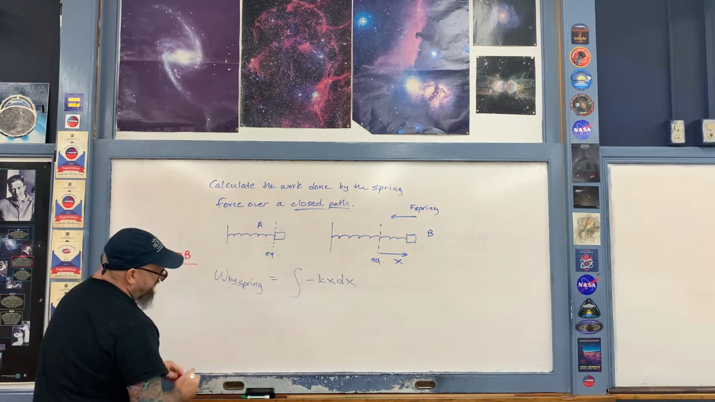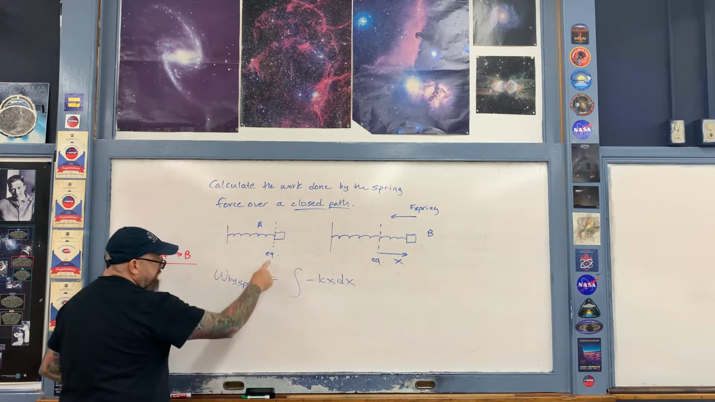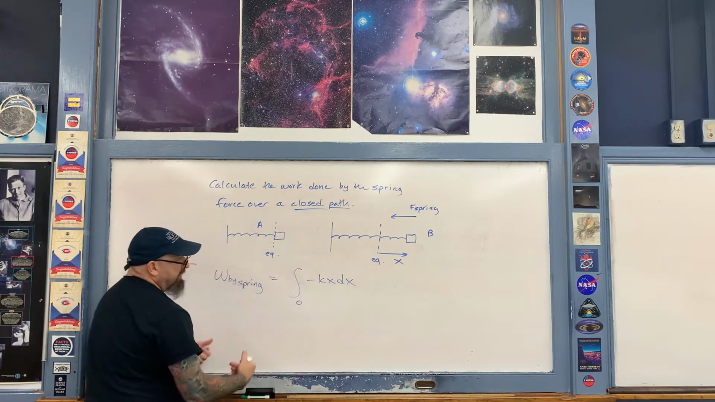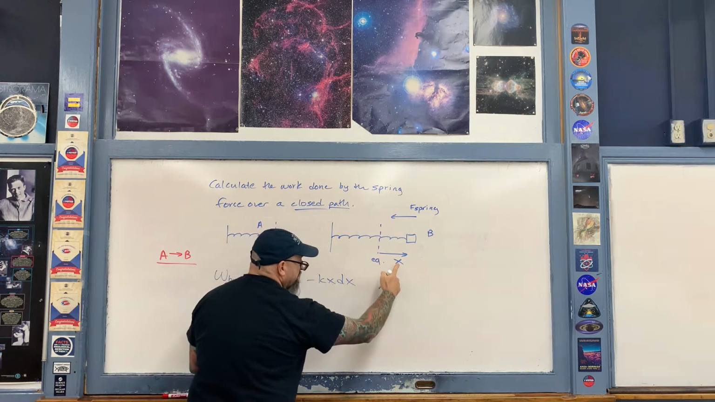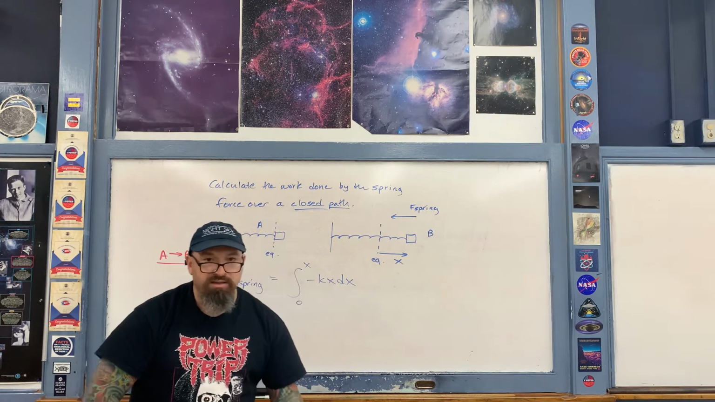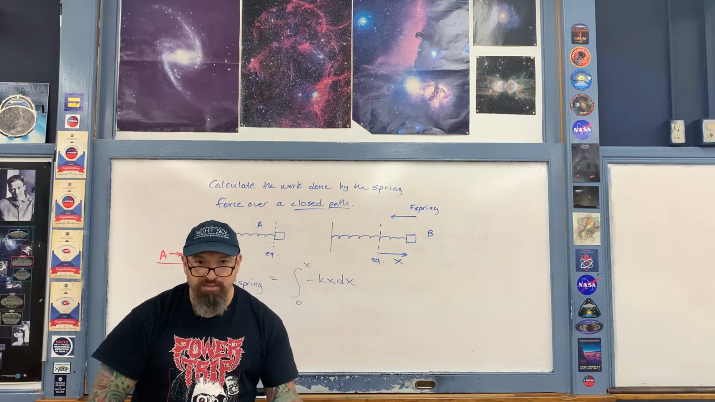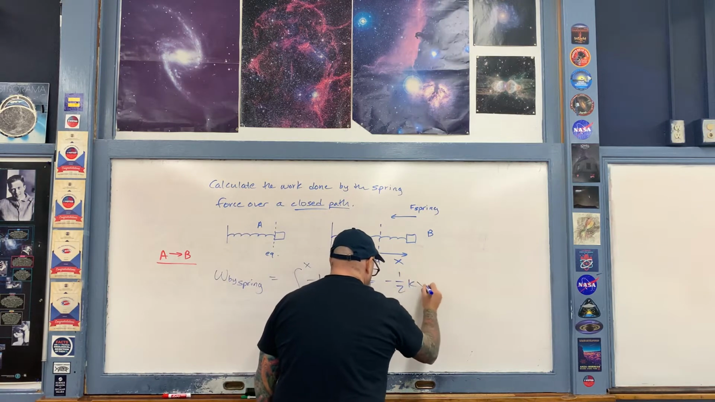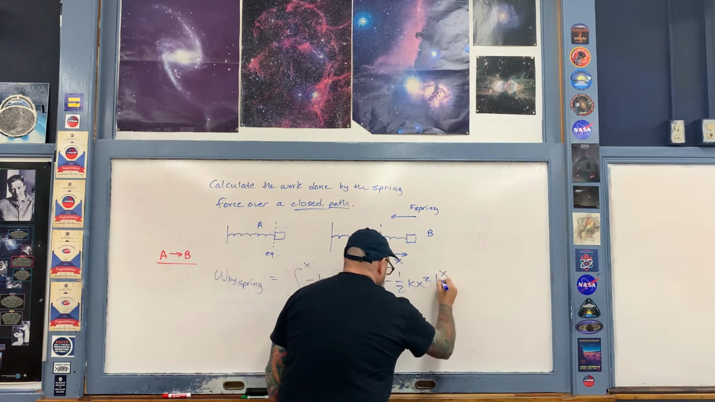Okay, so as we go from A to B then, the lower limit of integration is going to be the value of x at the equilibrium position, which is 0. And the upper limit of integration is going to be the value of x here at position B. And then when you integrate minus kx dx, you always end up with the exact same antiderivative. That is, negative 1/2 kx squared. And then we have to plug in our limits of integration.